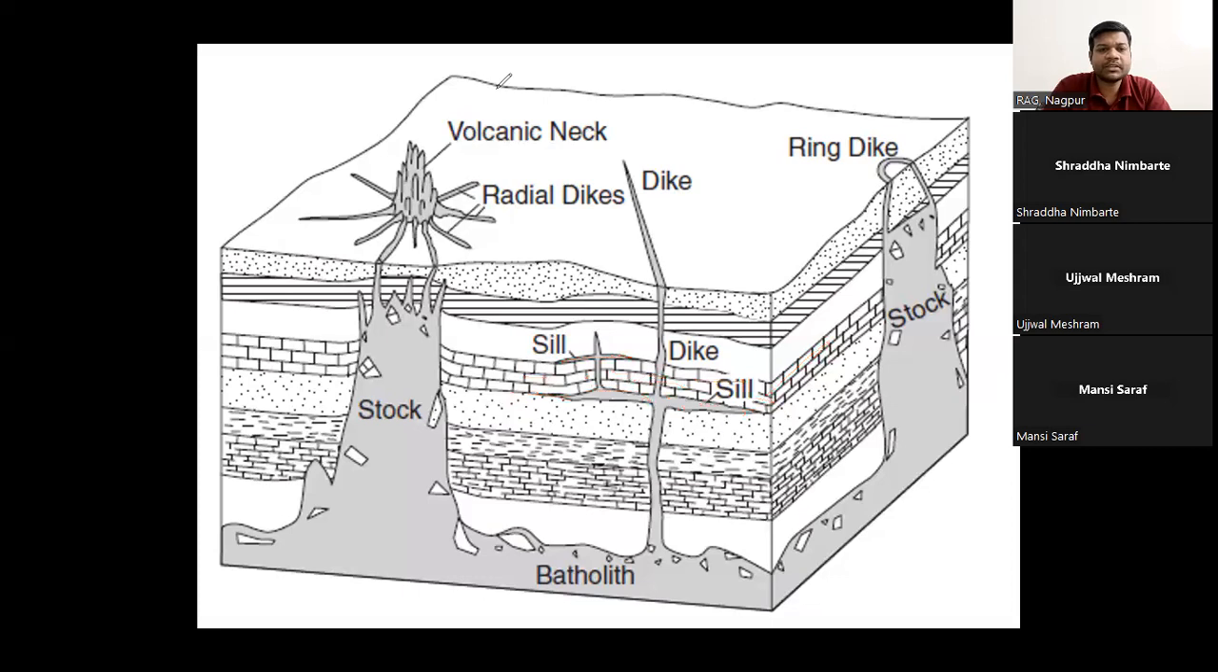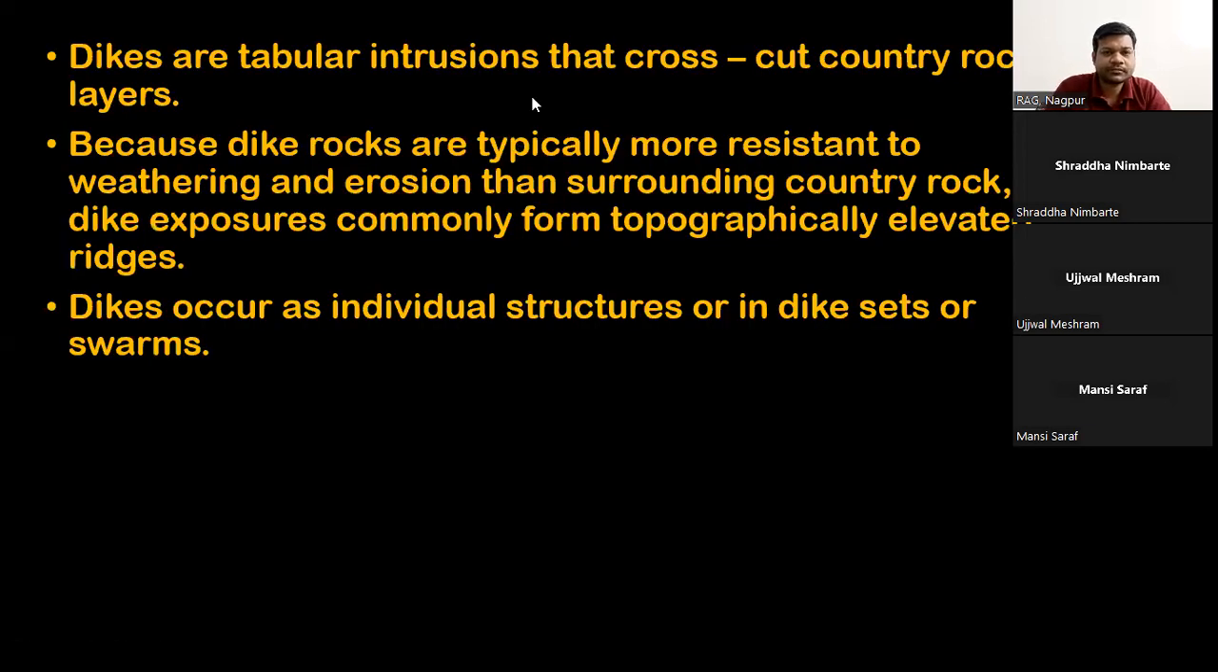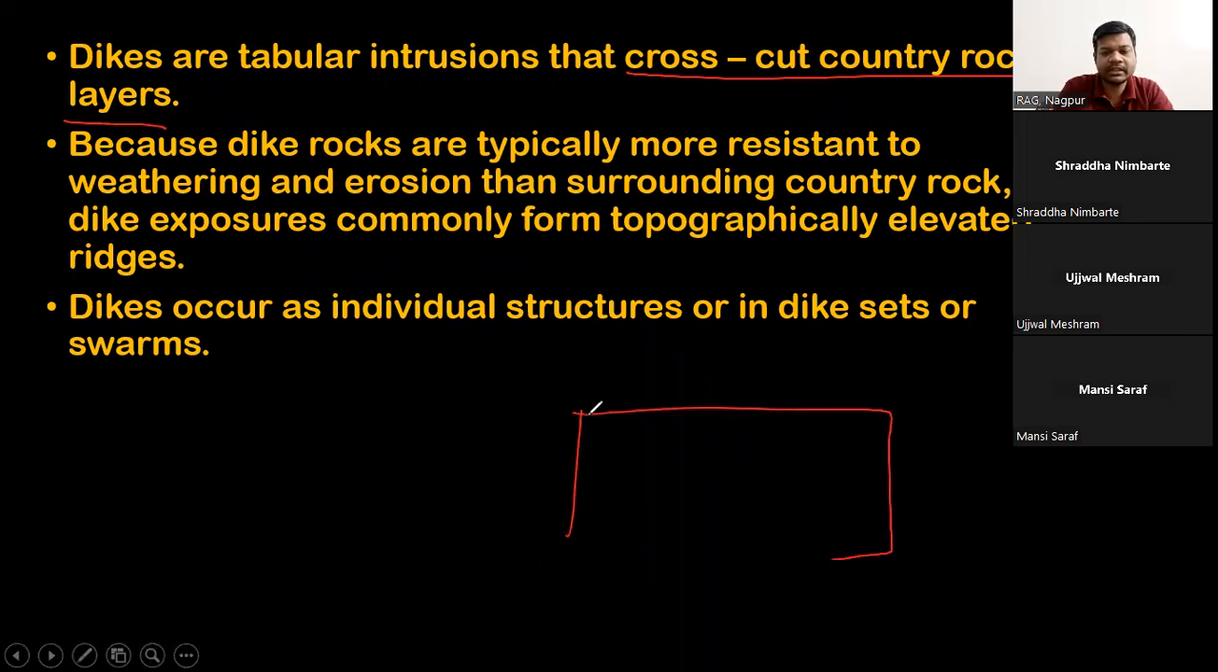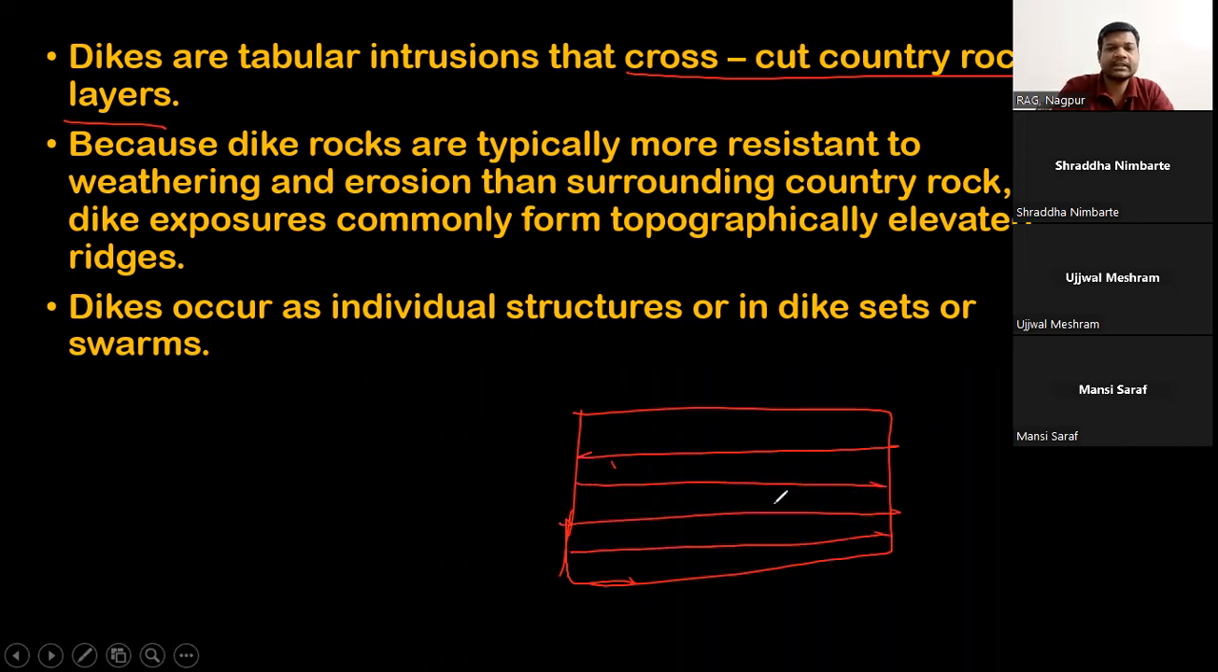Opposite to this is called a dike. Now, dikes are the intrusions that cross-cut the country rock layers. Say suppose this is your country rock. Now, the magma intrudes like this. The magma intrudes like this.